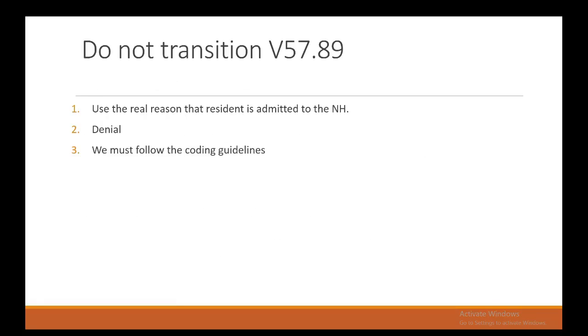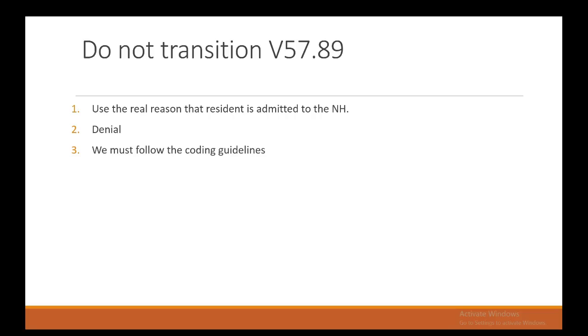First thing, do not transition V57.89, everybody. We are going to be transitioning the real reason that the patient came into the nursing home, or that they were admitted to the nursing home, as our 67. If you map over V57.89, you're going to get a denial. This is not a valid code to use. The coding guidelines warn against that.